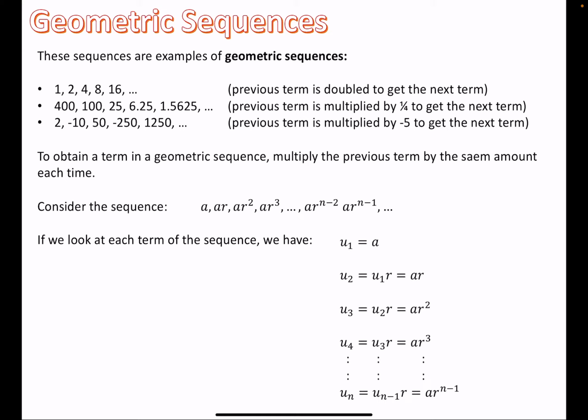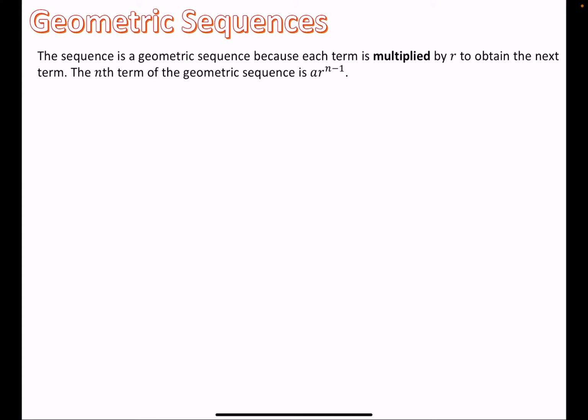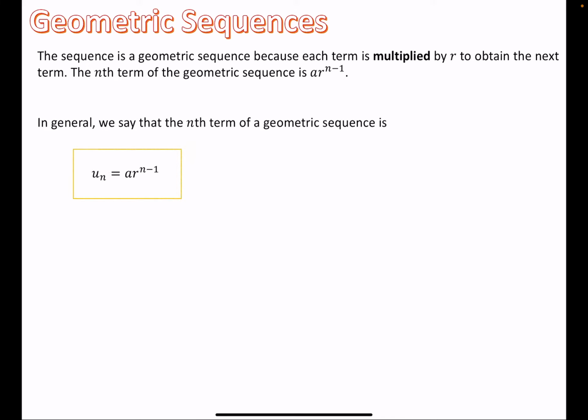UN will equal the previous term, UN minus 1, times R, which would be AR to the power of N minus 1. Okay, and this is our general term for a geometric sequence, and it's going to be used quite a lot and is worth memorizing. I don't think it's in your formula sheet, so you need to know this one.